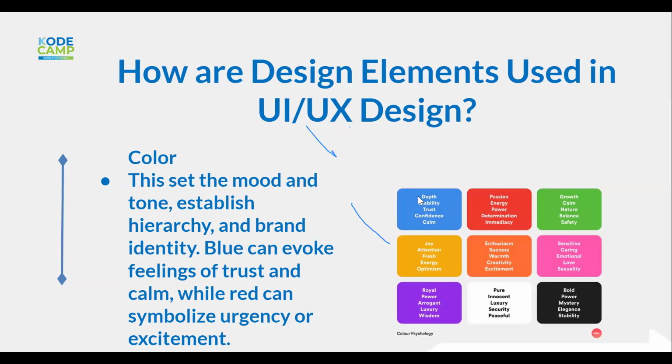Then we have the color red. It is used to convey passion, energy, power, determination, immediacy. There is also green for growth, calm, nature, balance, safety, and all that. So every color has its own psychology. Before you use a color in your product, you must understand the kind of information the color conveys to your users before you make use of it.